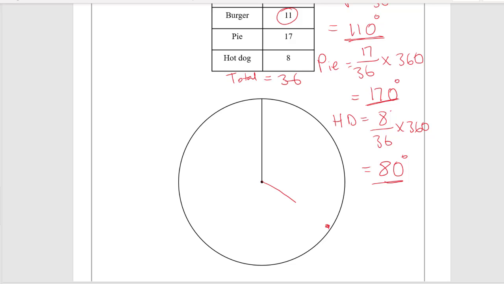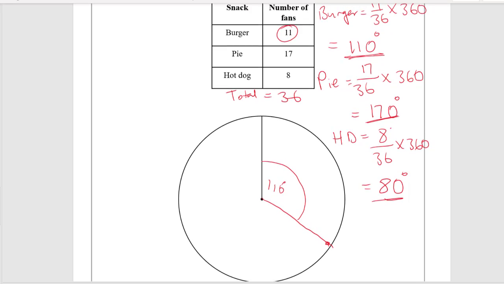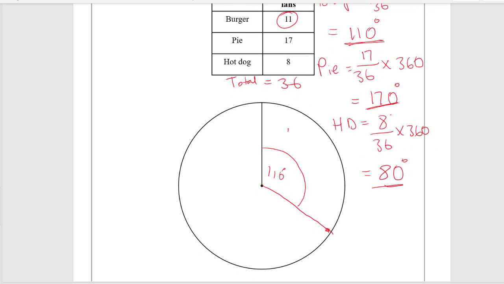So I'm going to do a rough one. Don't take this as the correct answer. I'm just doing it because that's 110 approximately. Make sure you label it. So that was burger. So label it with burger.